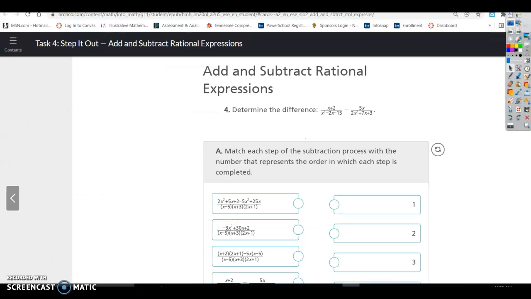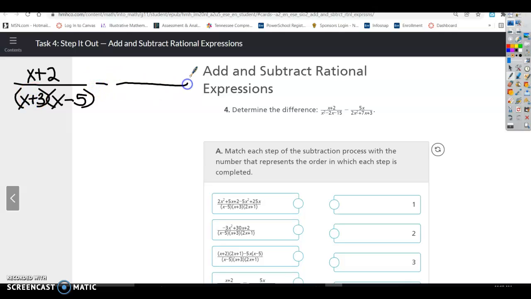Lesson 12.2, task 4. Add and subtract rational expressions. Determine the difference from these two expressions here. So we're trying to subtract, and let's go ahead and look at it for a second. x plus 2 over x squared minus 2x minus 15 can be rewritten in factored form, and that's going to be x times x. 15 is 3 and 5. I need a negative 2, so we're going to rewrite it like that.